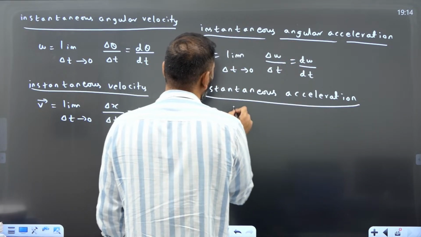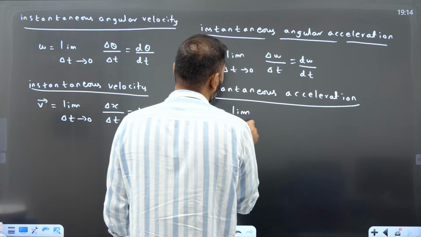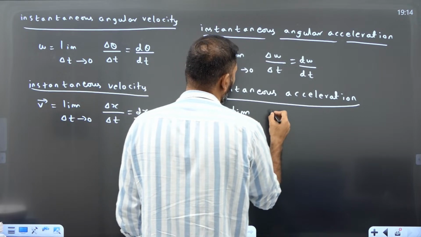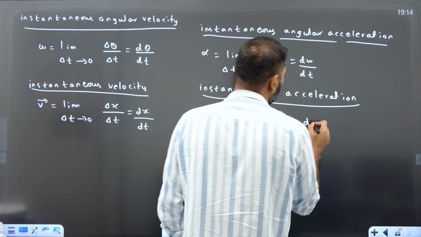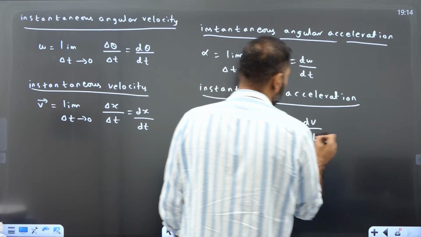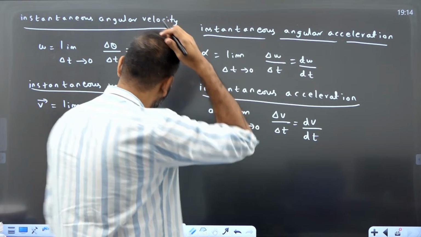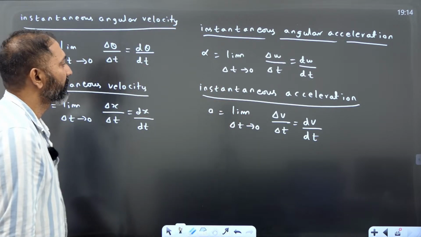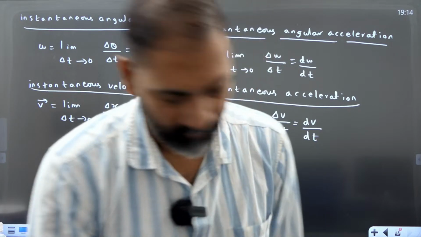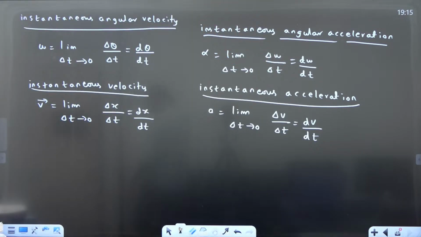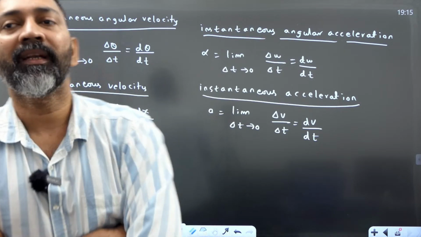A is equal to limit delta t tends to 0. What is that? Delta v by delta t, that is equal to dv by dt. Instantaneous actual equation. Please note down these equations. When you write, you will write only lim. What is limit delta t tends to 0?